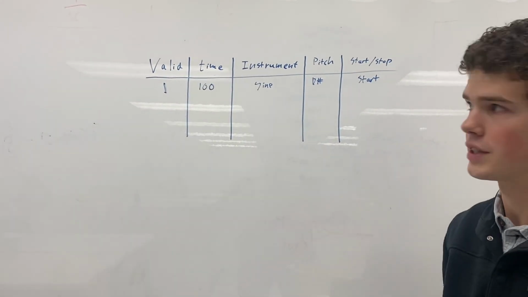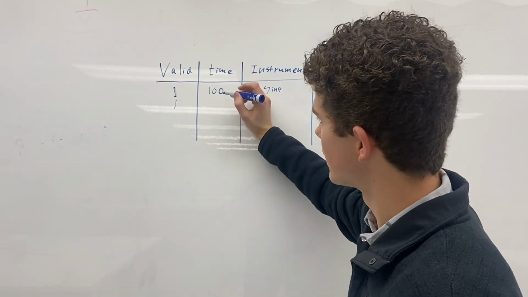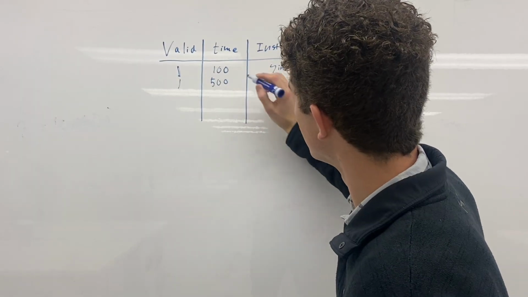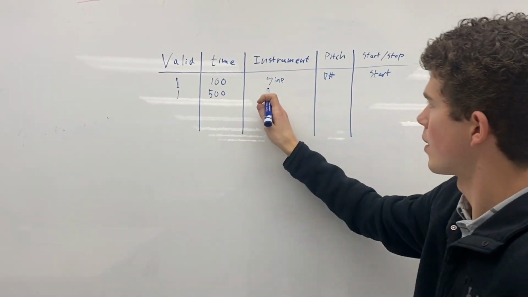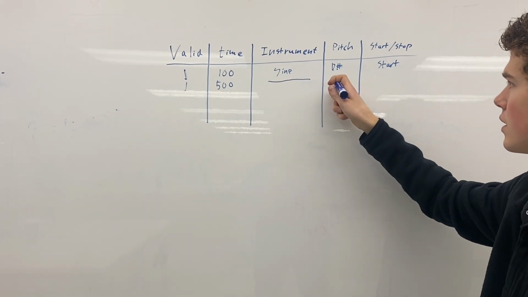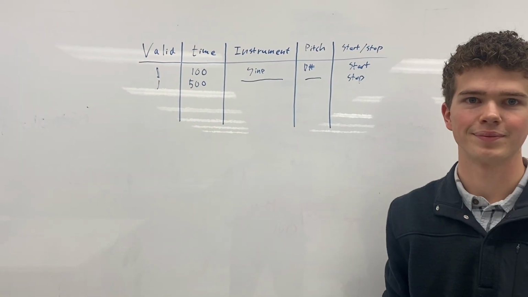When a player releases the button, we save one more entry to the table. We set the time since last event, so that would be the duration of the note. For stopping the notes, we don't have to care about instrument or pitch because that was already set. And then we specify it was a stop bit.